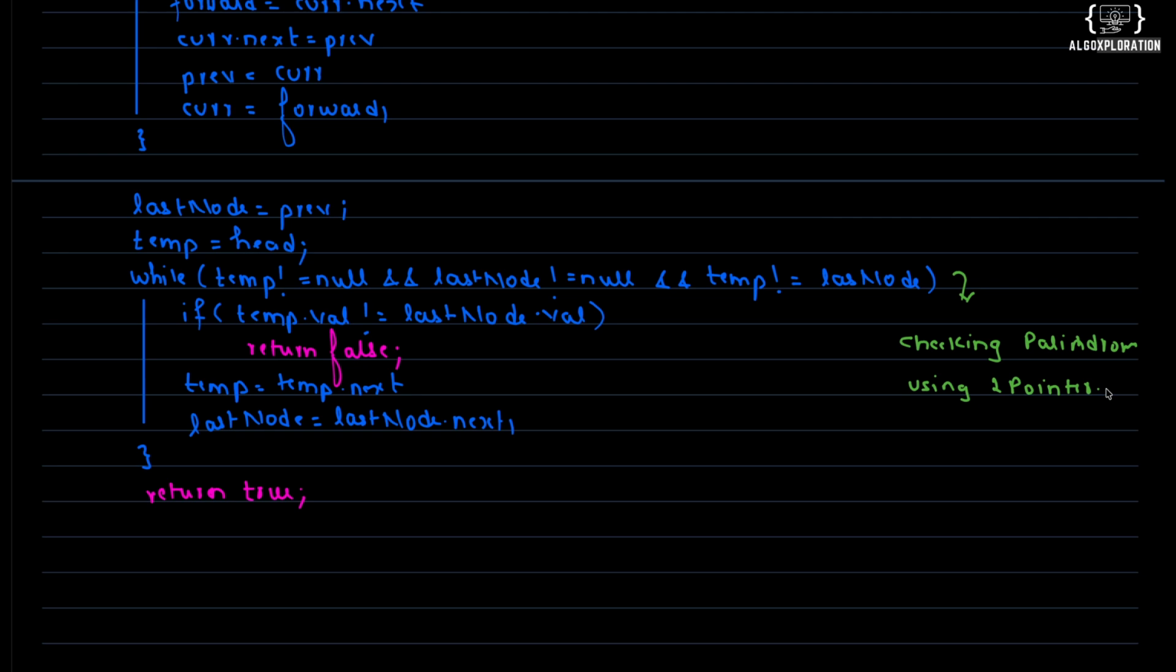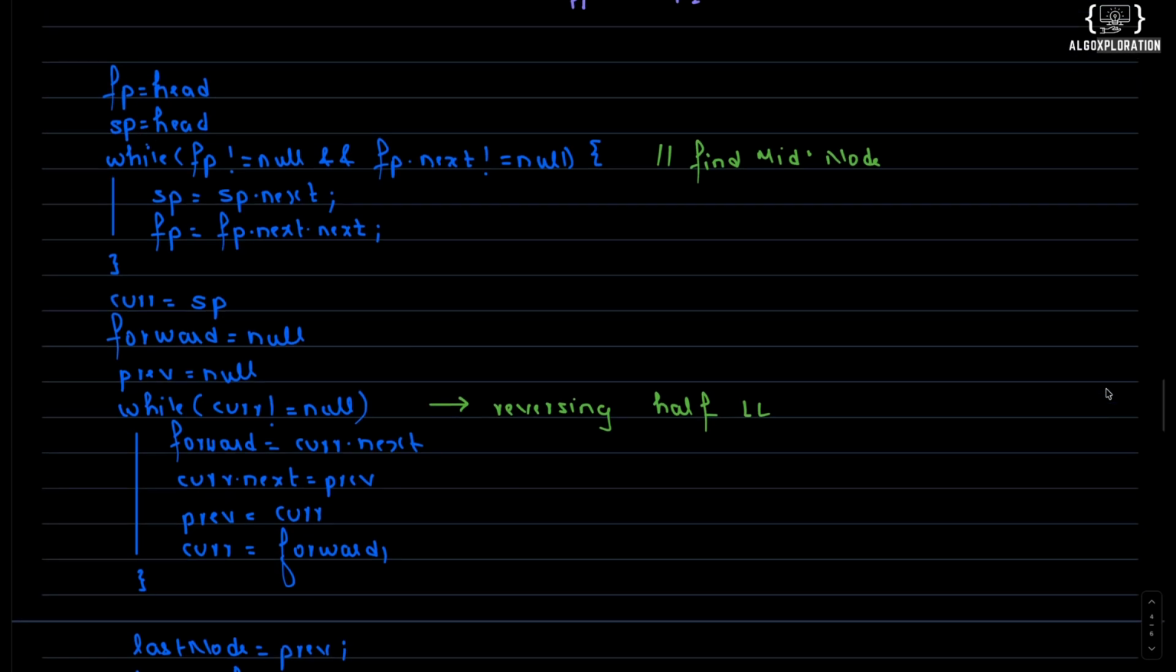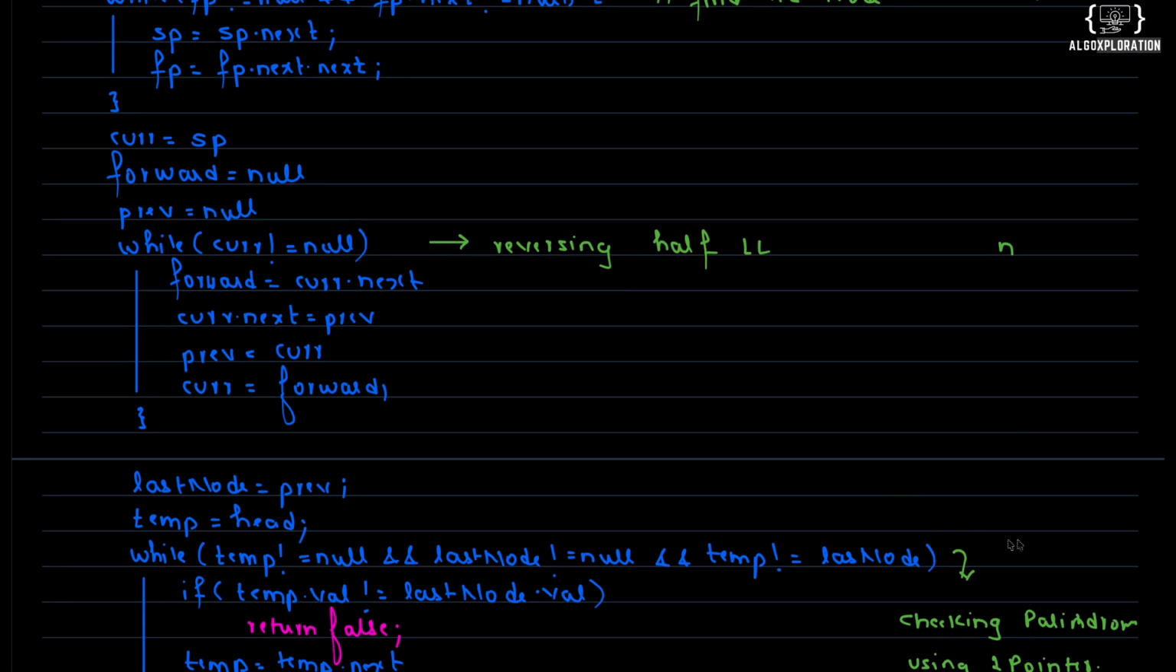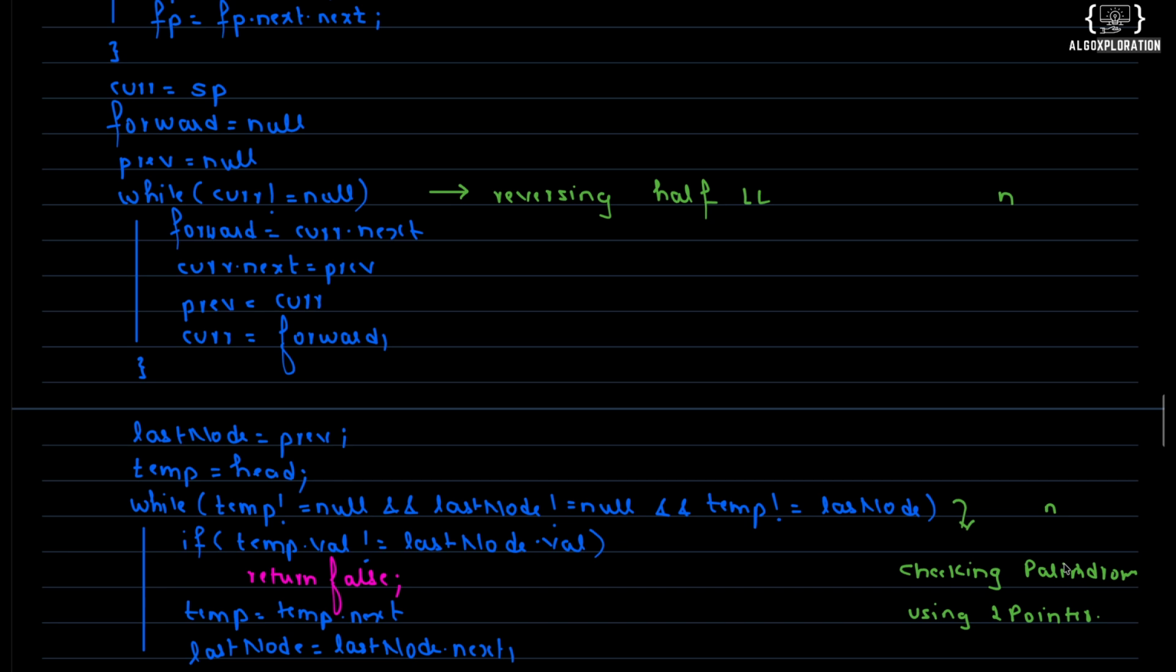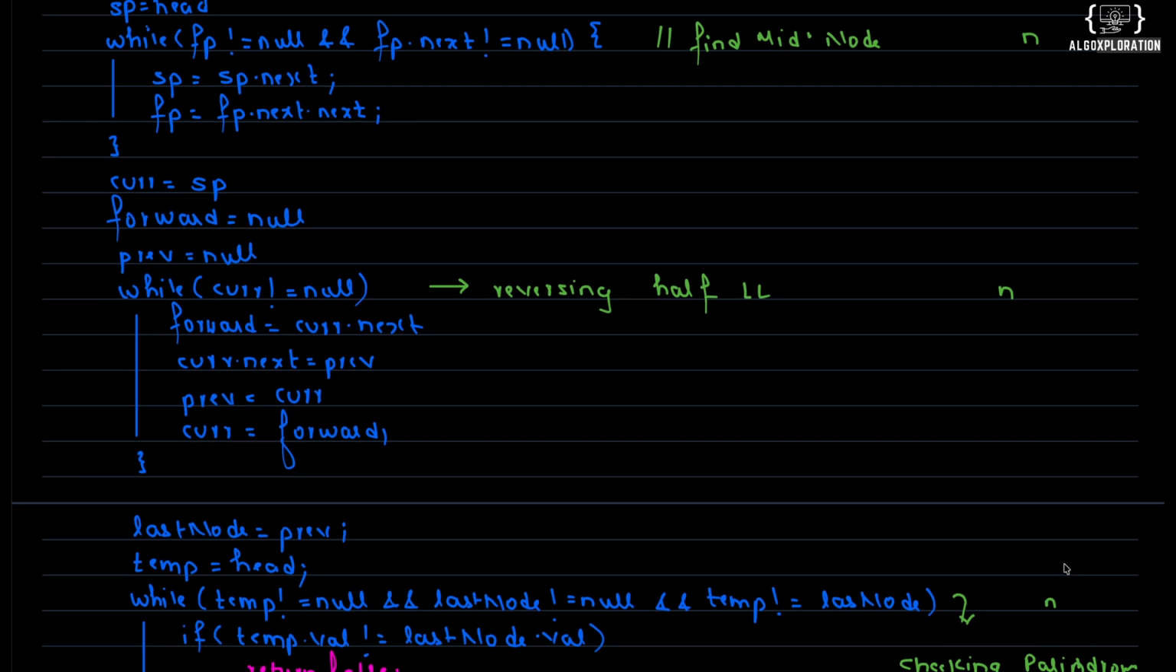Now if I talk about the time complexity, see, this is going to take n time, this is also going to take n time, and this is also going to take n time, approximately n. So it will be 3n, so the time complexity will be order of n. And here we have not taken any extra space, so the space complexity will be constant.